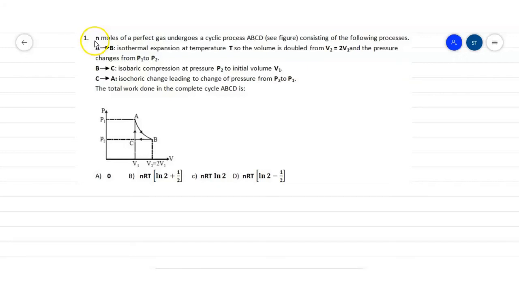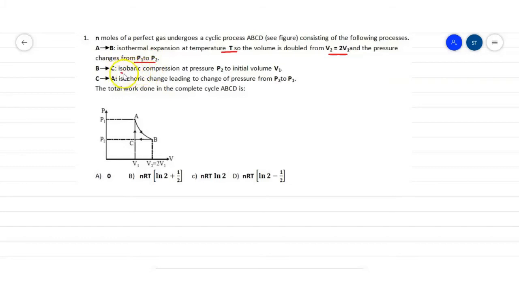Hello everyone. The question given is: n moles of a perfect gas undergoes a cyclic process ABCD as shown in the figure. It consists of the following processes. A to B is an isothermal expansion at a temperature T. So the volume is doubled, V2 is equal to 2V1, and pressure changes from P1 to P2.